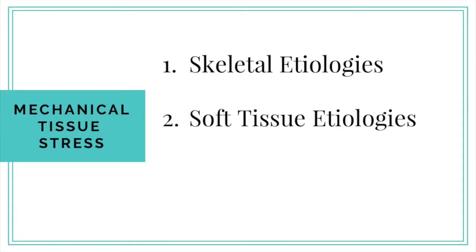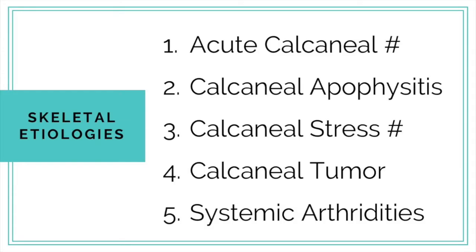Okay, let's take a deep breath, steady our nerves, hold hands, sing kumbaya, and look at the first category, mechanical tissue stress. This category has 2 subcategories, which are skeletal etiologies and soft tissue etiologies. Under the heading of skeletal etiologies, the list of conditions that can cause plantar heel pains are acute calcaneal fracture, calcaneal fasciitis, calcaneal stress fracture, calcaneal tumour and systemic arthritis.